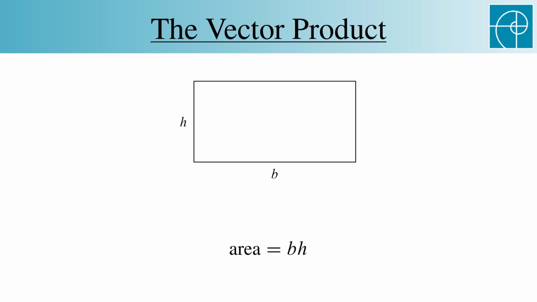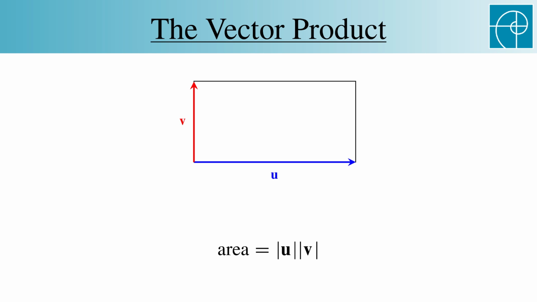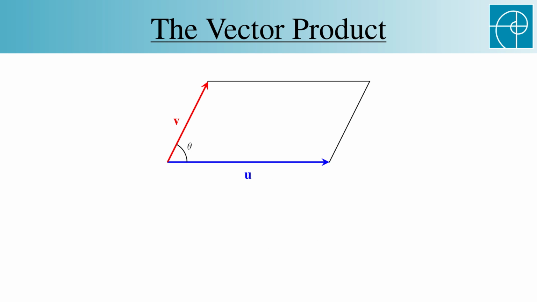Let's now look at a second method of defining the vector product, this time motivated by geometry. We know the formula for the area of a rectangle, which is just the product of the base length times the height. If we represent these sides with vectors, then the area is the product of the magnitudes. Of course, the vectors can form any parallelogram. The area is still base times height, but the height is the magnitude of v times sine theta.